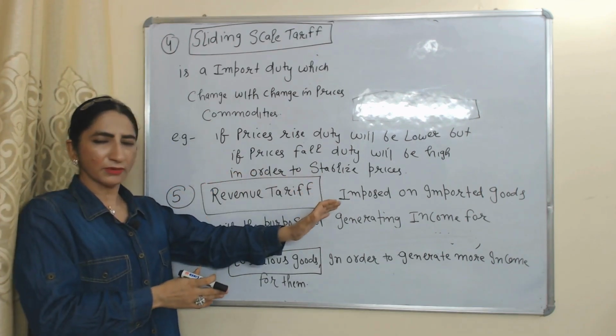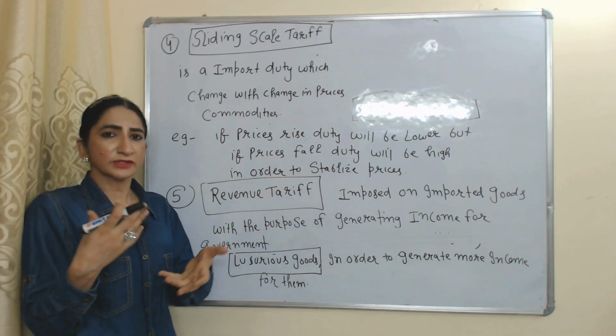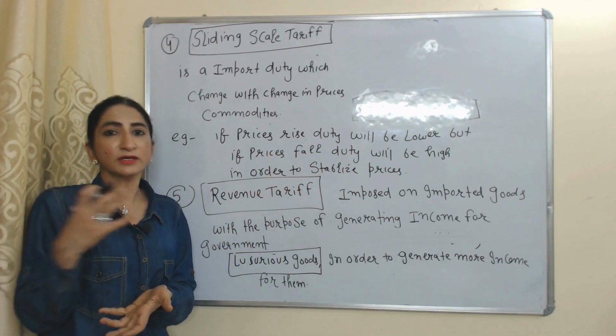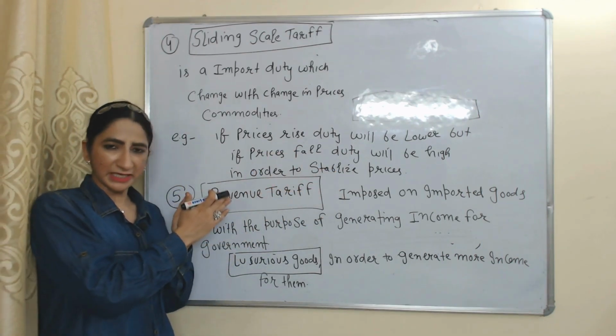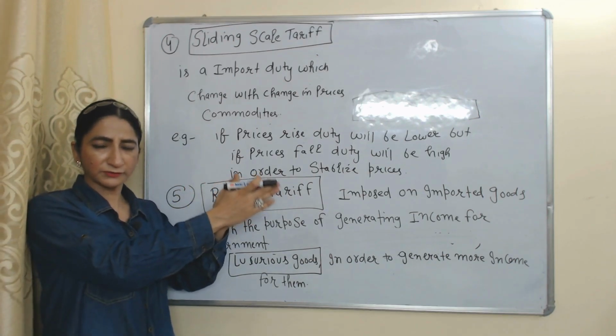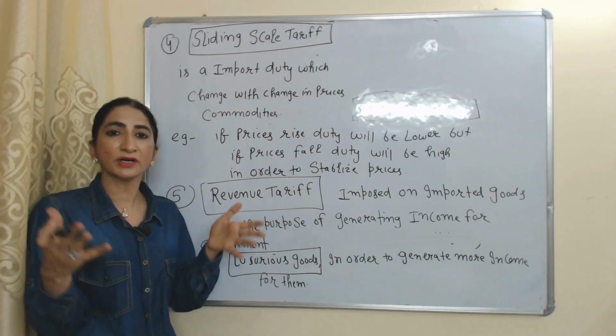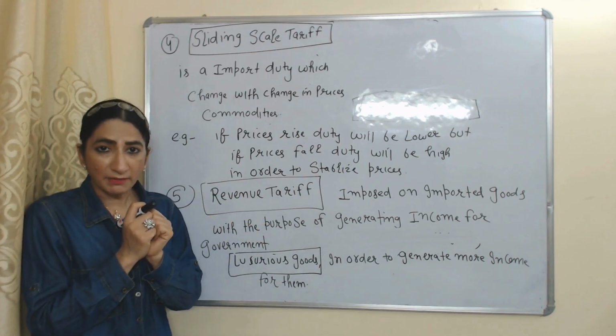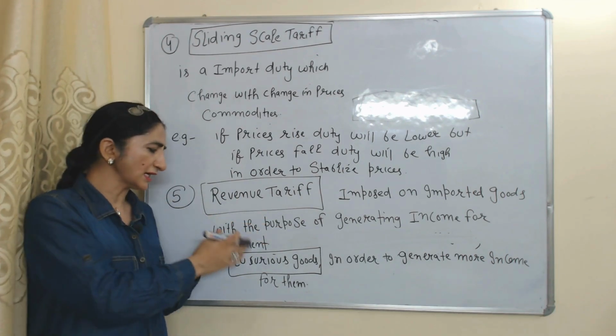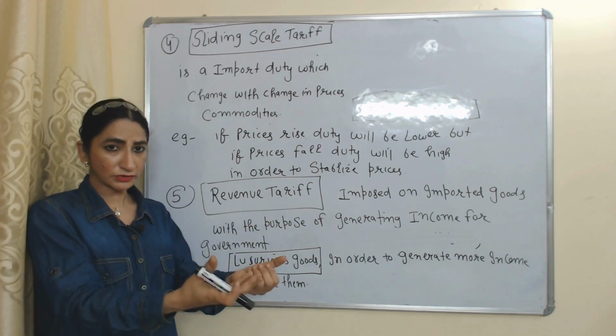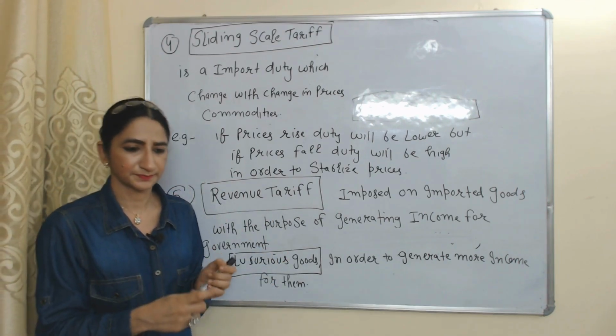Next is revenue tariff. This tariff is imposed on imported goods for the purpose of generating more revenue for the government. For example, the government imposes many tariffs on luxurious goods in order to generate more income for itself.